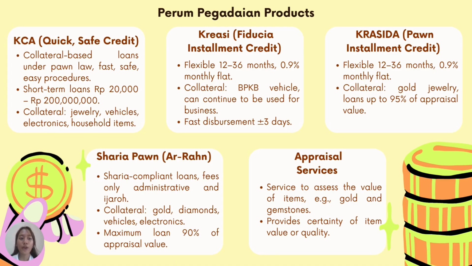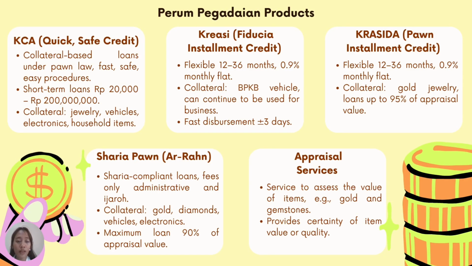The first one, KCA or Quick Safe Credit. It is collateral-based loans with low, fast, safe, easy procedures, and this is for short-term loans, ranging from 20,000 until 200 million rupiah. The items that can be pawned as collateral are jewelry, vehicles, electronics, household items. And the maximum loan term is 4 months, extendable by paying interest and admin fees.